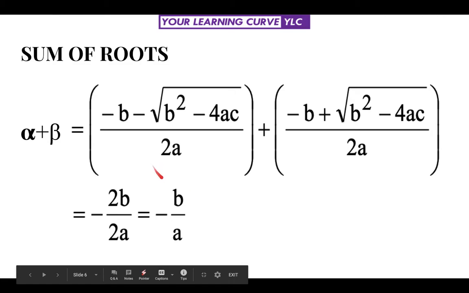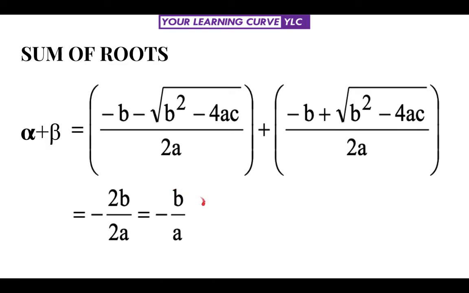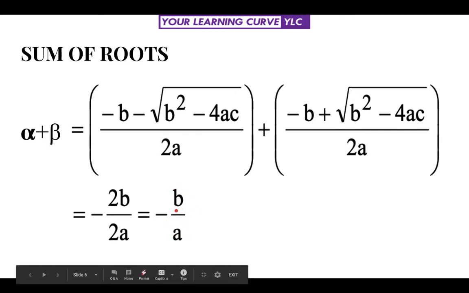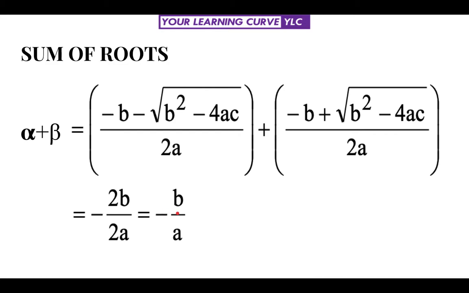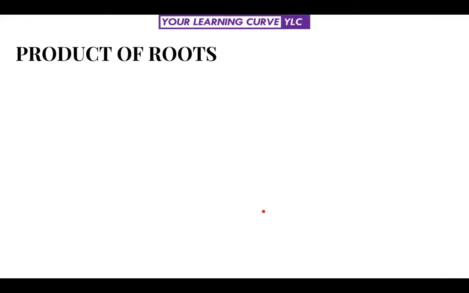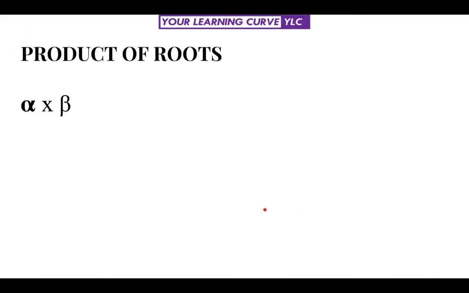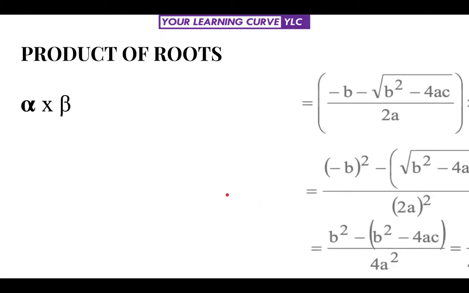That is the coefficient of x divided by coefficient of x square, or the leading coefficient with a negative sign, that is alpha plus beta is always equal to minus b by a. So you can always calculate the sum of roots without actually solving the equations. Now let's go for product of the roots.